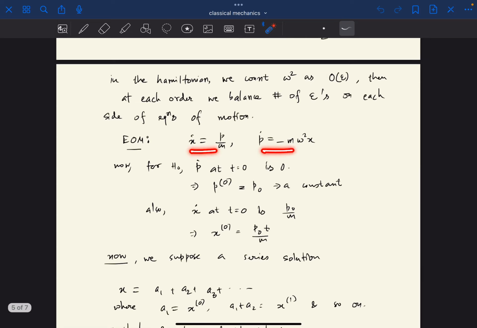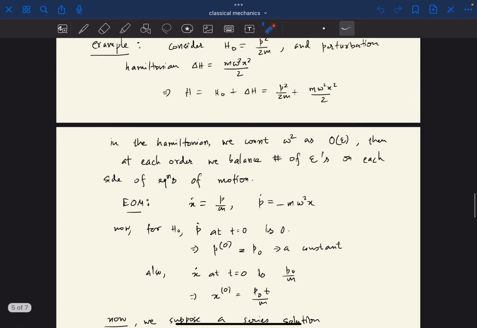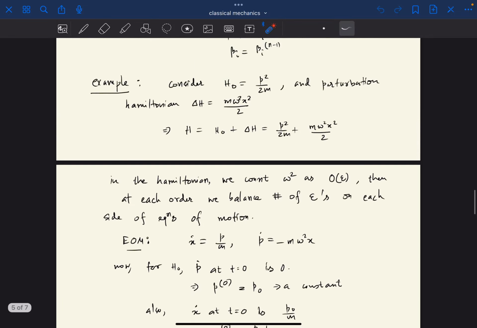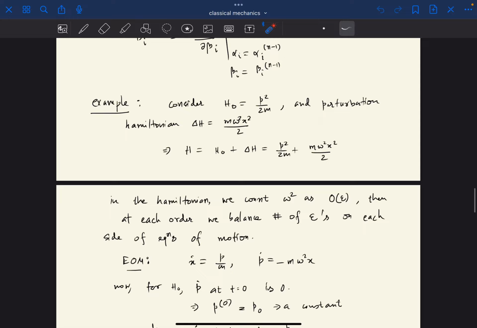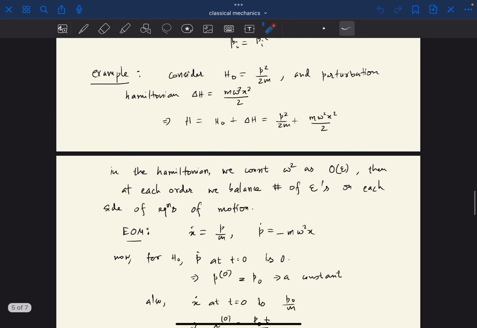So these are my equations of motion. So for H naught, p dot at t equals 0 is 0, because H naught does not depend on x, so p dot equals minus del H naught del x, which is 0.